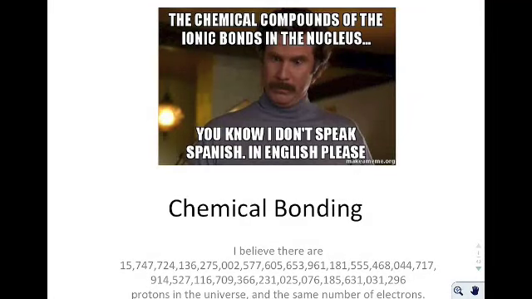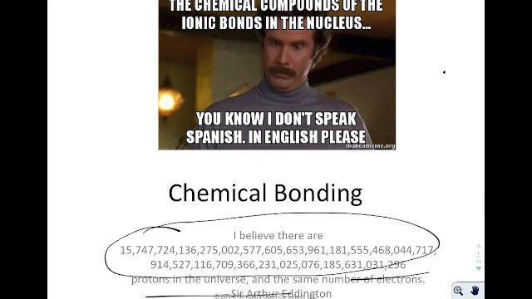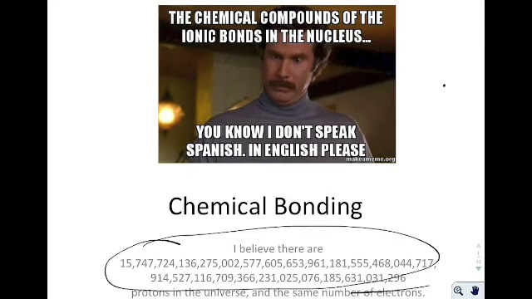It says, I believe that there are, and then I don't even know how to say this number, protons in the universe and the same number of electrons. It's an estimate by Sir Arthur Eddington. And you also see the chemical compounds of ionic bonds in the nucleus.